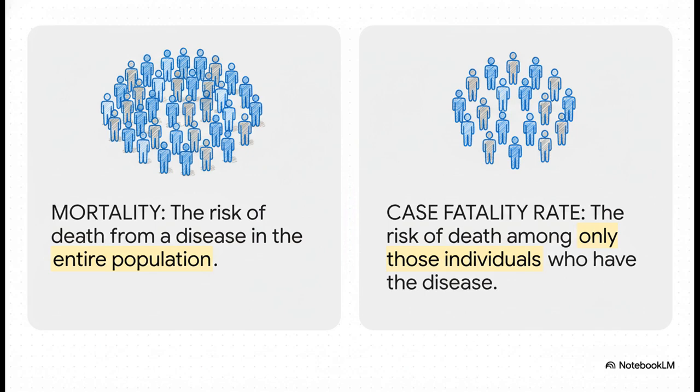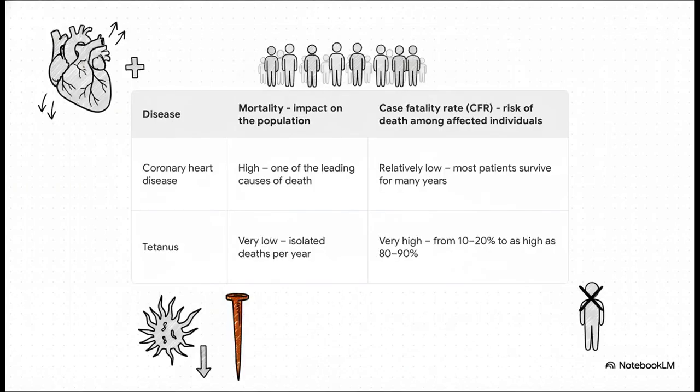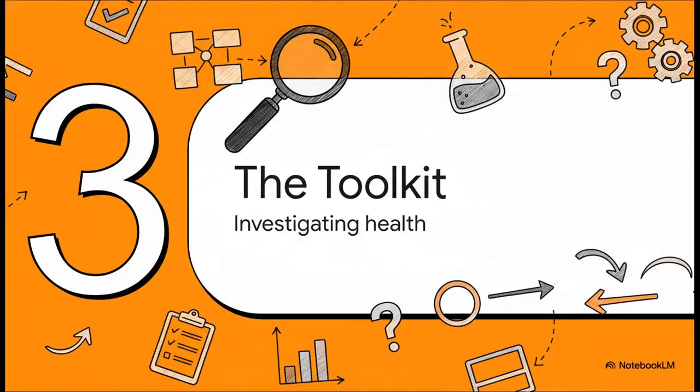And believe me, they can paint two completely different pictures. This comparison makes it crystal clear. Take coronary heart disease. Loads of people are affected, so its impact on the whole population, its mortality, is pretty high. But thanks to modern treatments, if you get it, your personal risk of dying from it, the case fatality rate, is relatively low. Now flip that for tetanus. It's super rare, so its overall mortality is almost zero. But if you're unlucky enough to get it, it's incredibly deadly. So it has a very, very high case fatality rate. See the difference?